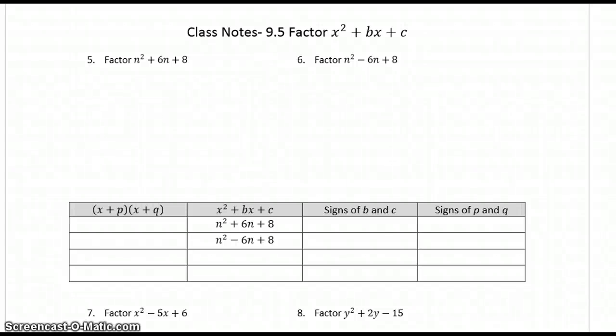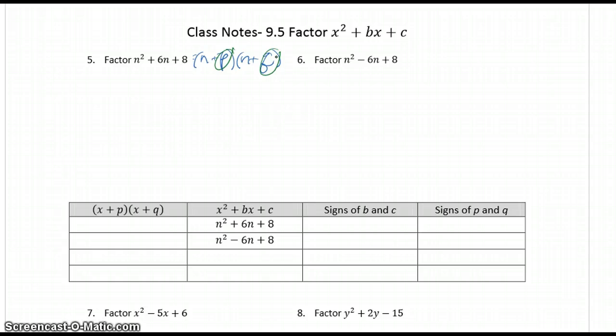Here, we're factoring n squared plus 6n plus 8. So remember, when we write it in factored form, we're going to have not x's but n's. Our factored form will be n plus some number p times n plus some number q. So we're trying to find p and q to plug in to write it in factored form.